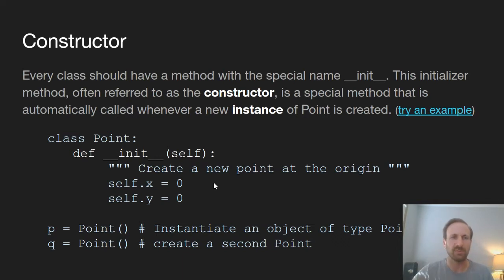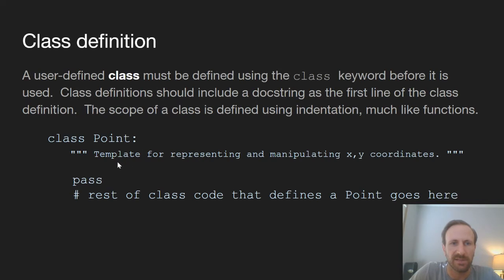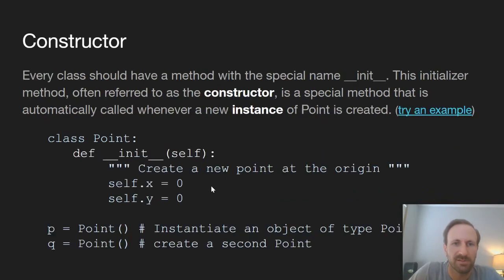So this example is from your online textbook, this idea of a class Point, where a Point is going to be a template for creating, representing, and manipulating a set of x, y coordinates. It's just modeling a point in a coordinate plane. If we want to do that, we need to keep track of the x and y coordinates of this point, and in order to do so, we'll include those as attributes of our Point object.